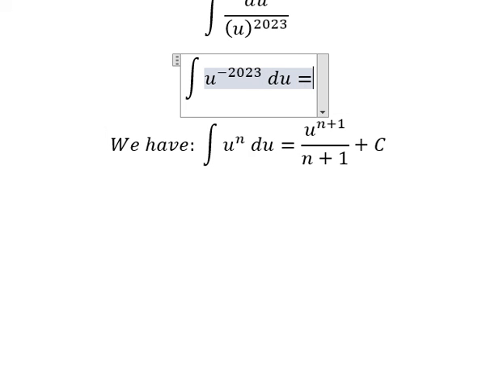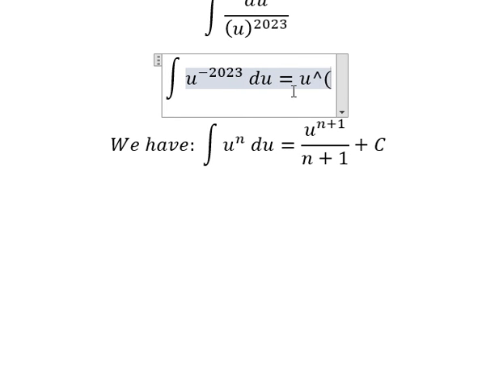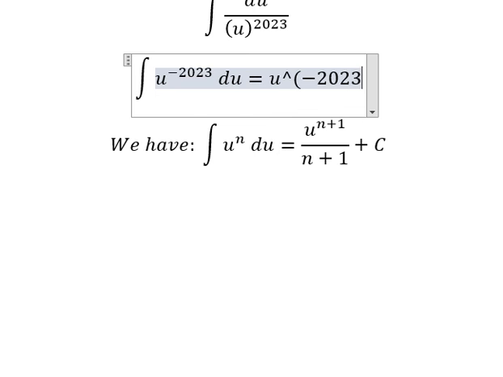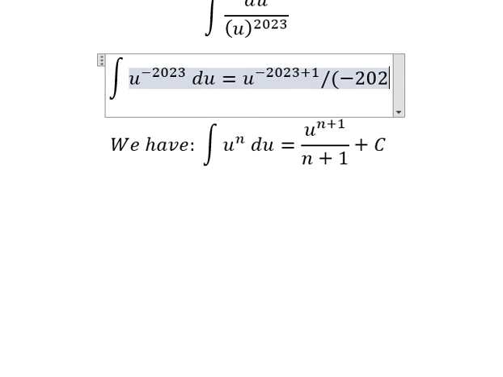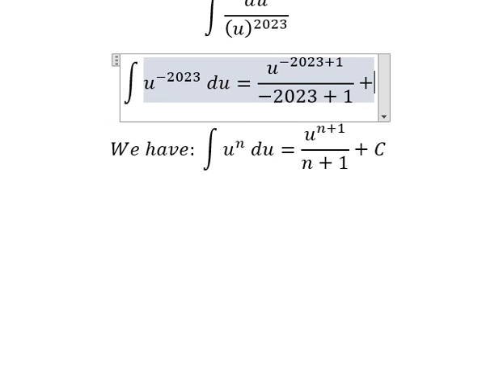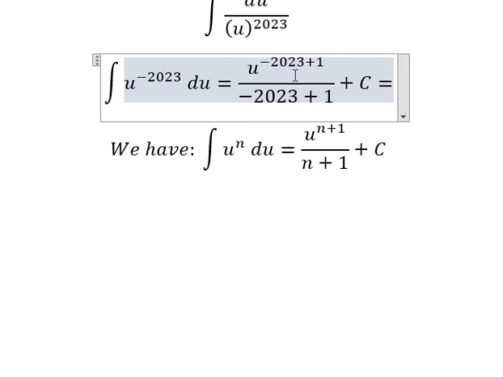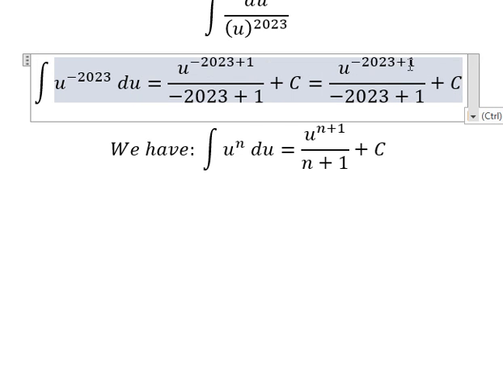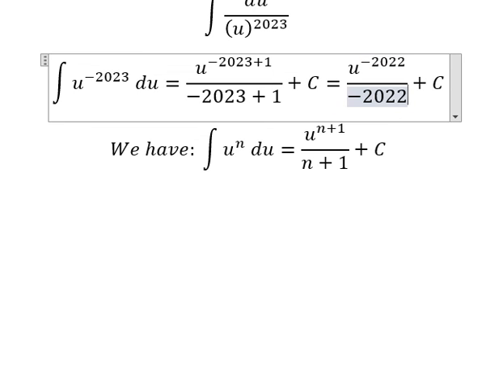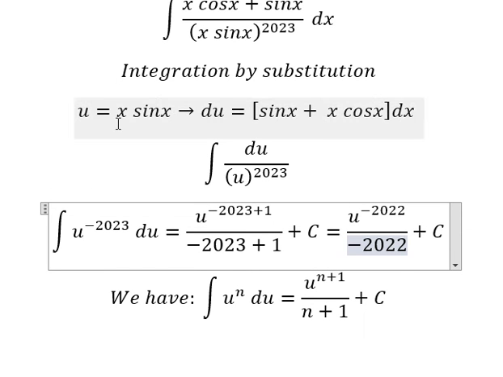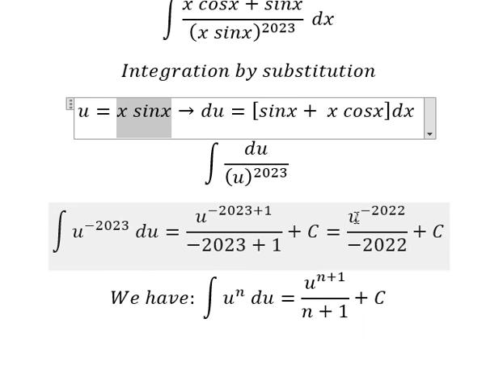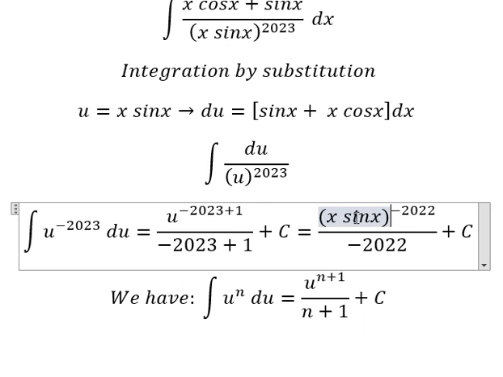So this one we have u to the power of negative 2023 plus 1 over negative 2023 plus 1, and we put c. So this one in here we have negative 2022, similar for this one. About u, that is this one. And this is the final answer.